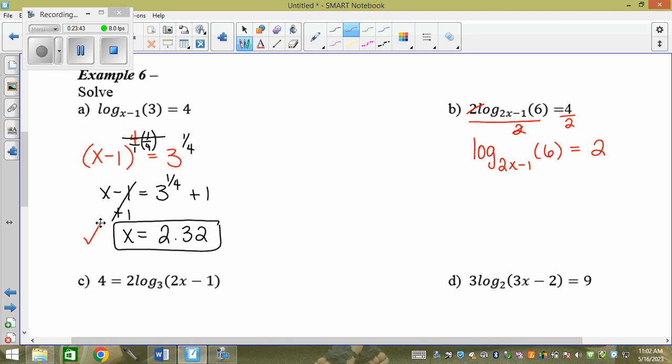Extraneous means if you put it in and you get a negative beside the log, or in the base, it's extraneous, because you can't do it. If you tried to go into your calculator log base negative 2 of 7, it will fight you. It will say no solution or error or something.